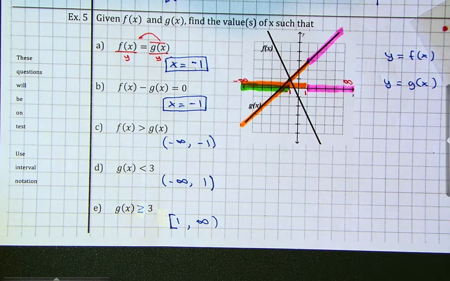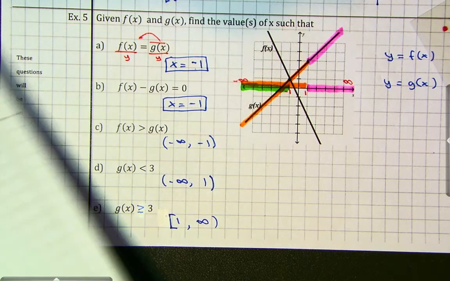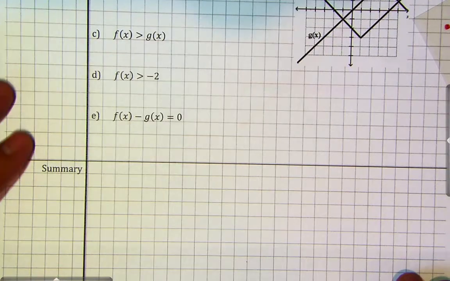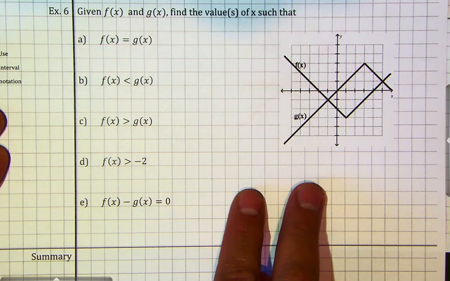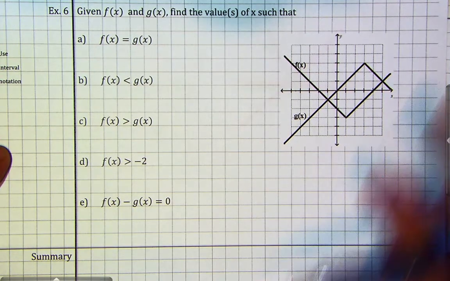So you think you got this? Let's see if you can do example number 6 all by yourselves, and then we can compare the answers. Go ahead and pause it. Start on example number 6, and then we'll compare.